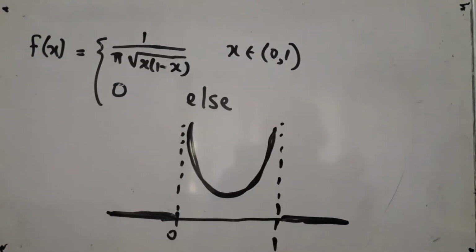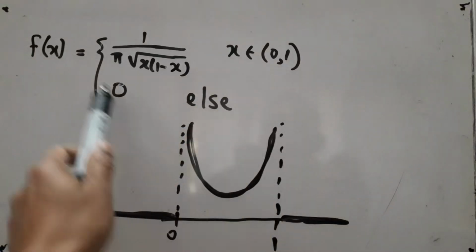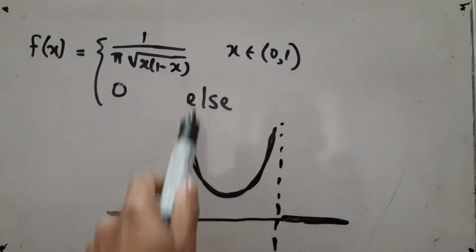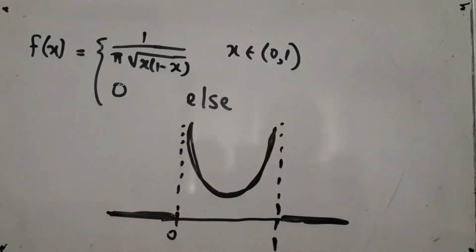Here is a more complicated example where the supporting interval is bounded, but the function itself is unbounded. It is going towards infinity at both these points. This is non-negative, and if you integrate it, you will find that the total integral is 1, though the integration in this case is not that simple.